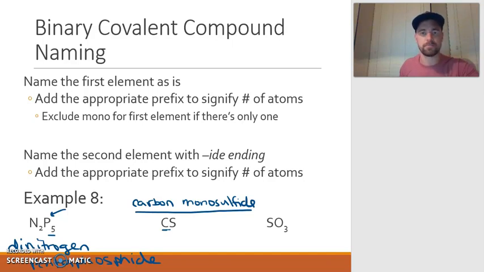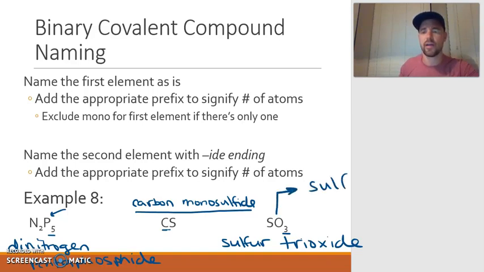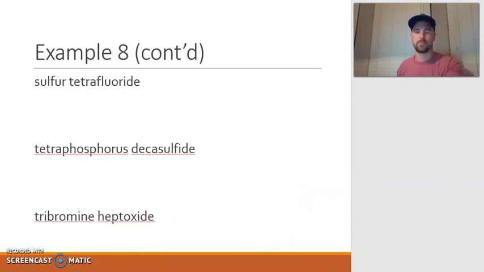Finally, SO3. The first element is sulfur, and there's only one of them, so we just write sulfur, no mono. The second element is oxygen. We change it to oxide, but we include a prefix to indicate how many, which is trioxide. Now some of you might be thinking, wait, I thought SO3 was sulfite. Be careful. Sulfite is SO3 with a -2 charge. Since this one doesn't have a charge, it's neutral, and we call it sulfur trioxide.